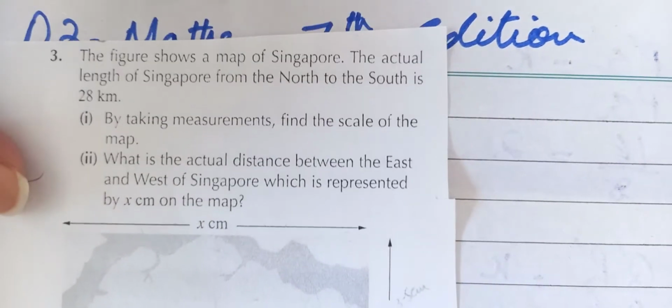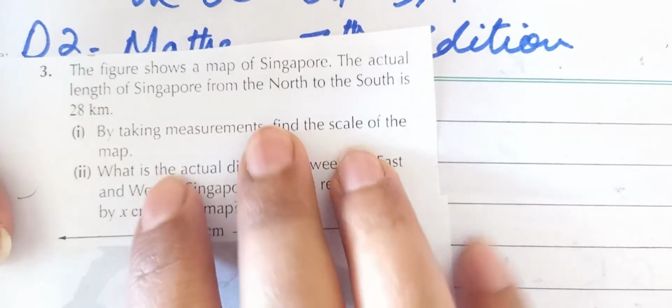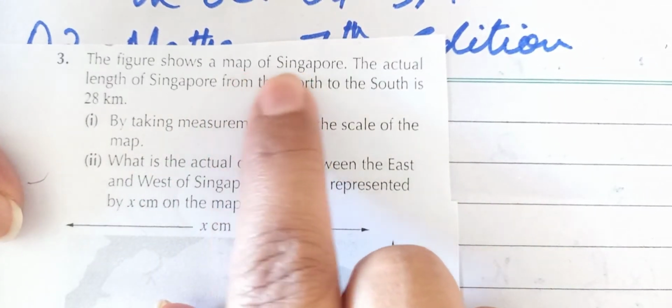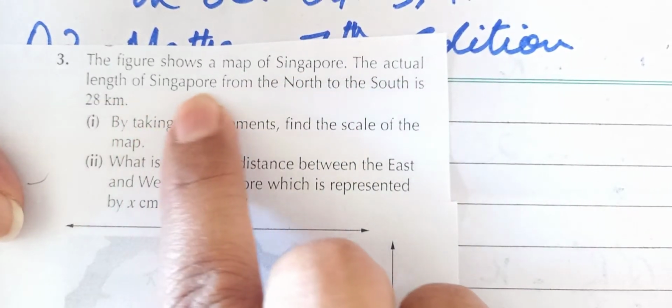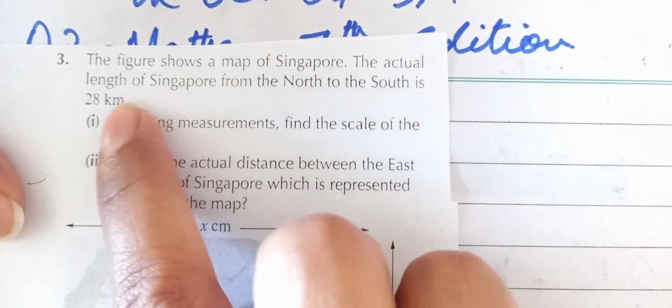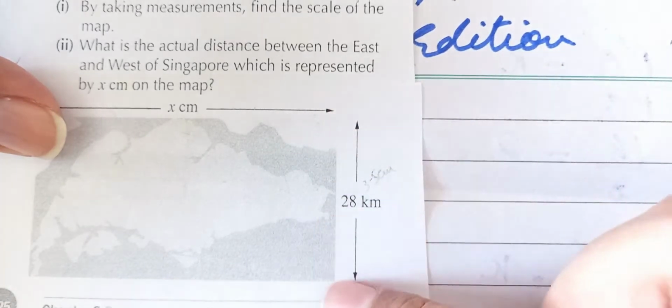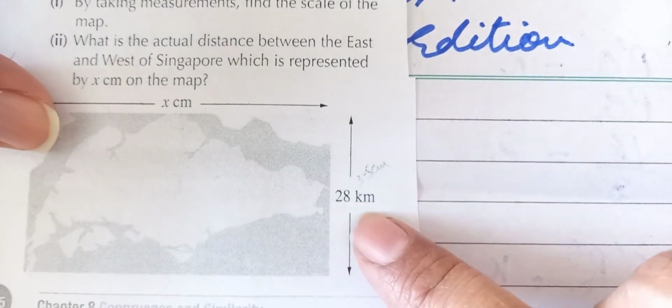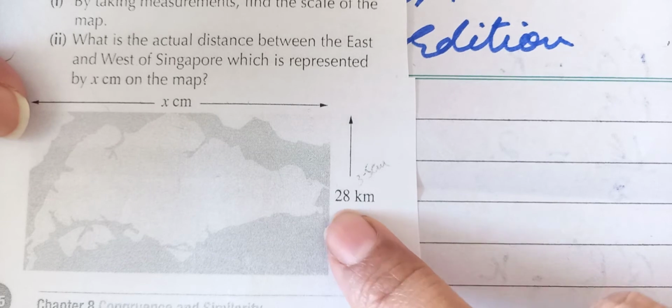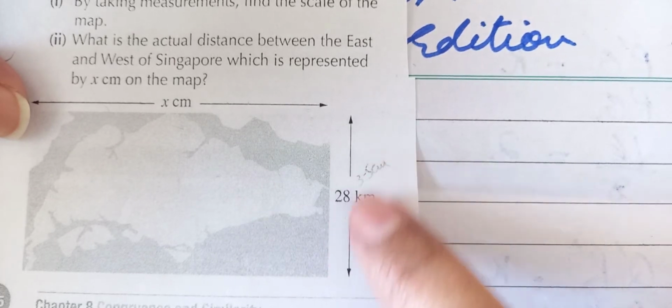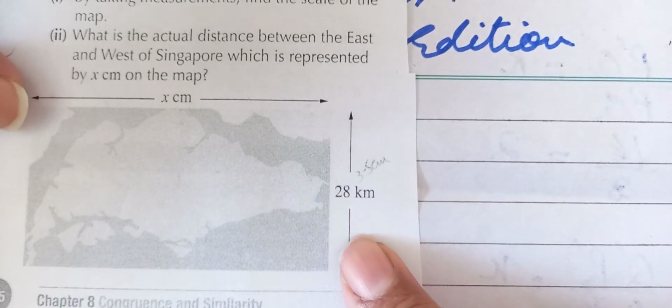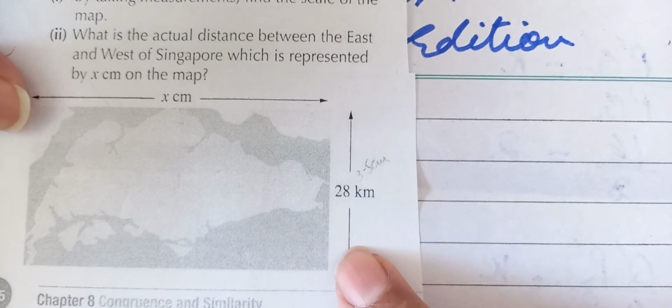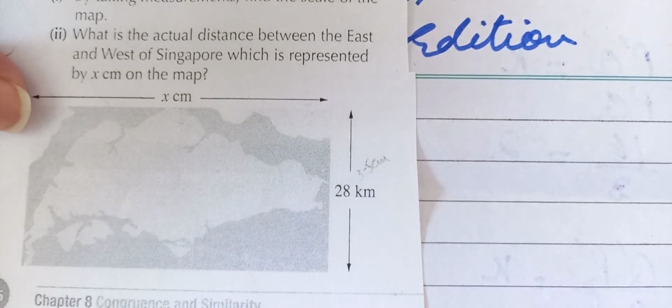Now what they have said, the figure shows a map of Singapore. The actual length of Singapore from north to the south is 28 kilometers. This is north and south. From north to south is 28 kilometers. Naturally, we cannot draw 28 kilometers on our copies. So they have taken a scale and according to that scale they have drawn this map.